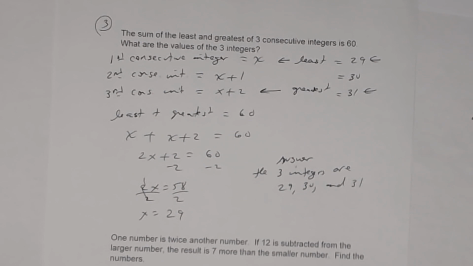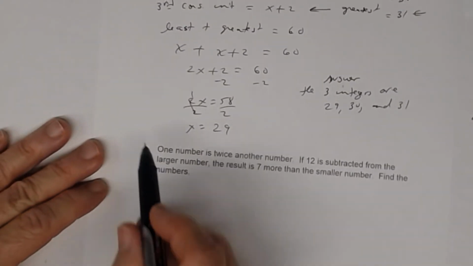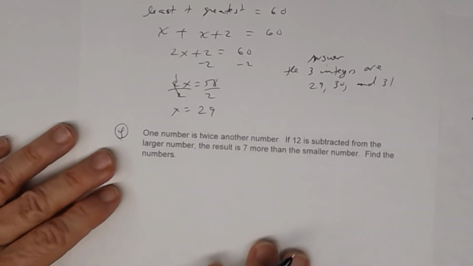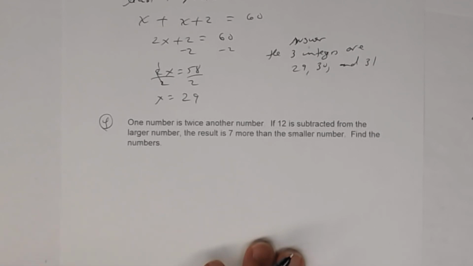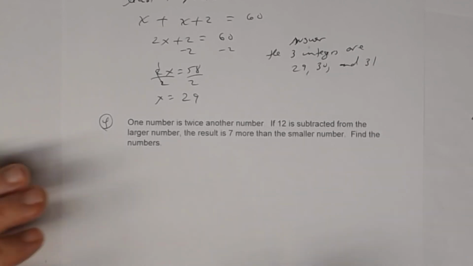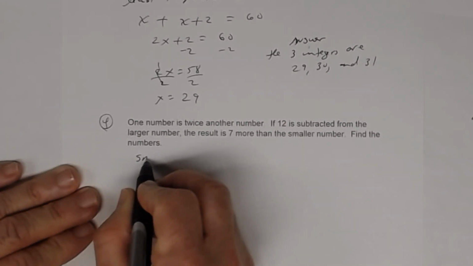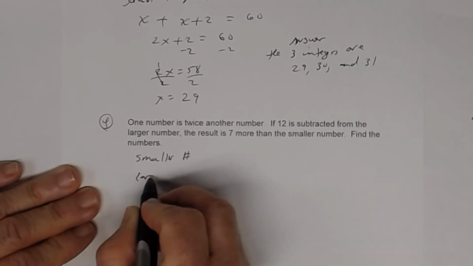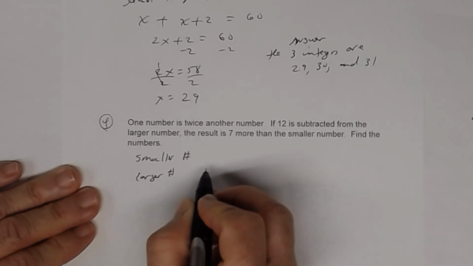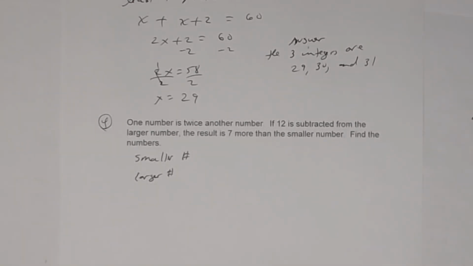Okay, all right, and then finally number four. One number is twice another number. If 12 is subtracted from the larger number, the result is 7 more than the smaller number. So you have two numbers, and they call them larger and smaller. So let's go ahead and do that. Let's call this the smaller number and then the larger number.